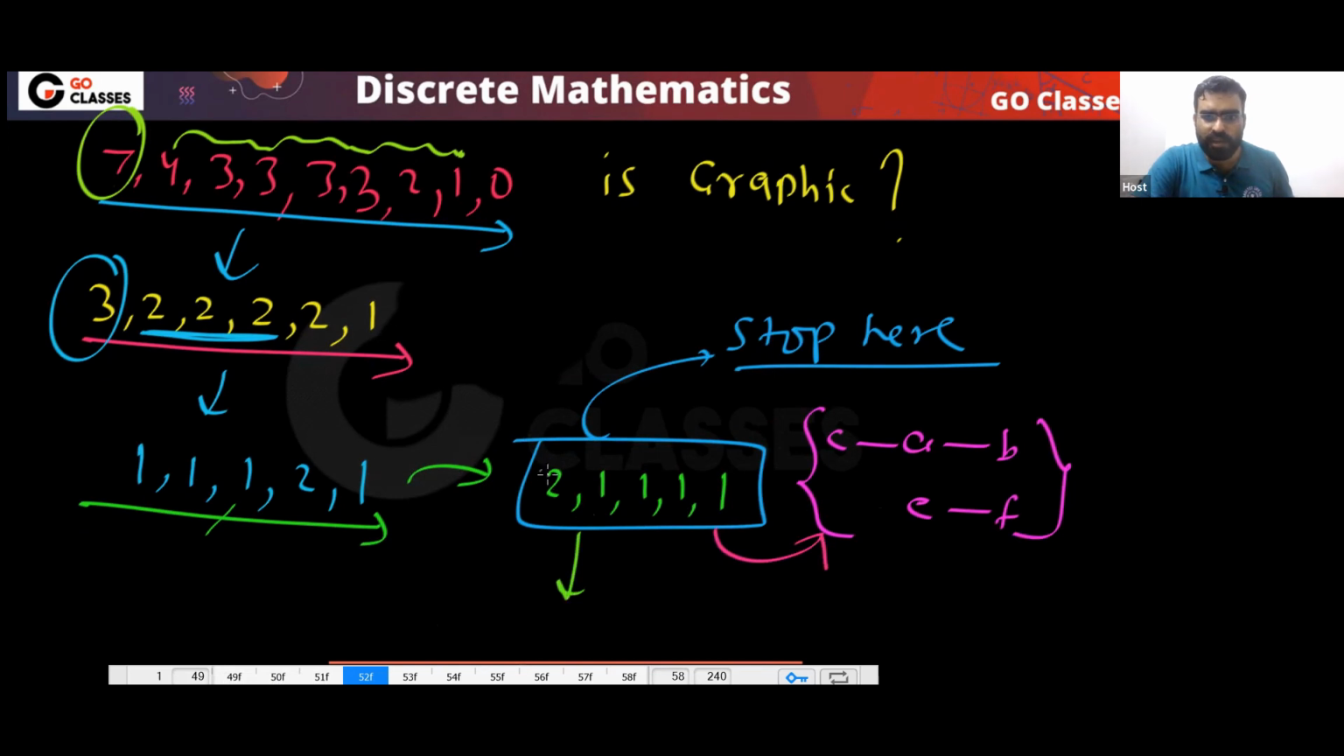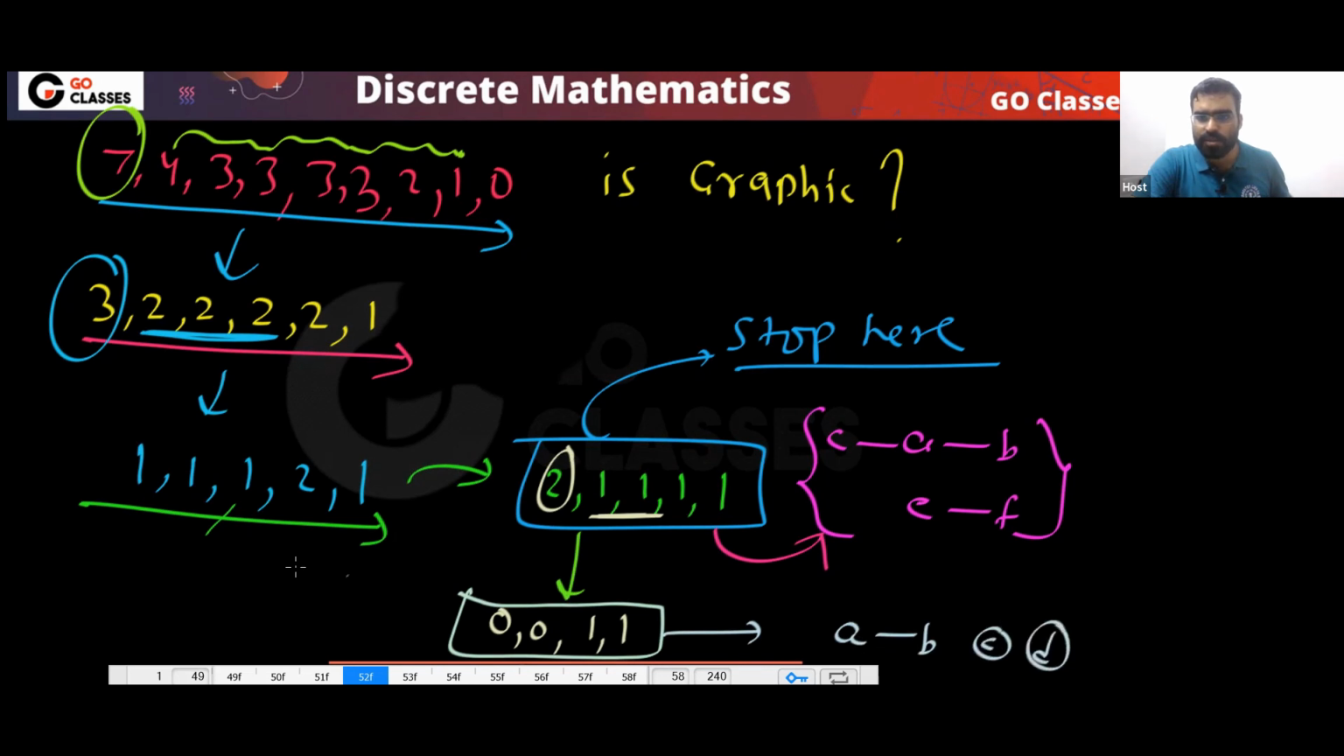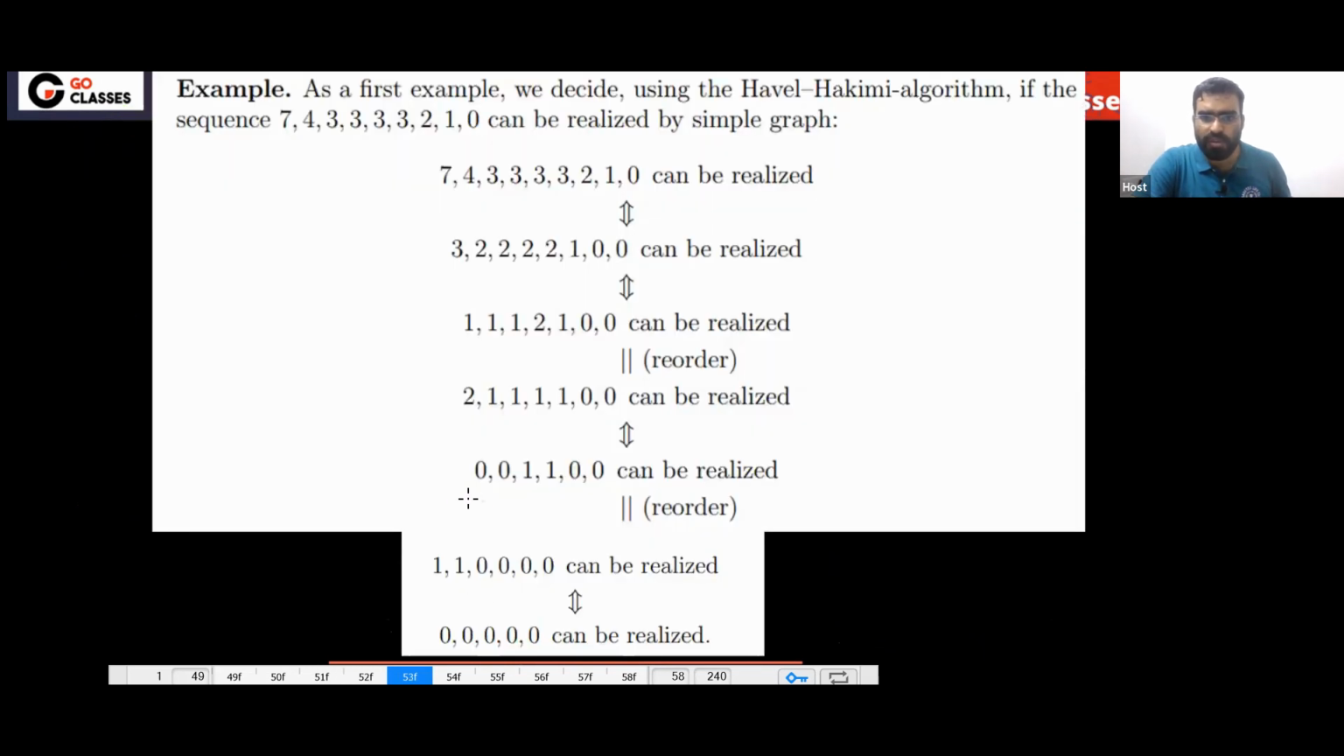You can delete this vertex, and then from the next two vertices the degree will go down, giving 0, 1, 1. Now here you can definitely stop, and this will be your graph A, B, C, D, something like this. Or if you want, you can go further. Finally, you will get all zeros.